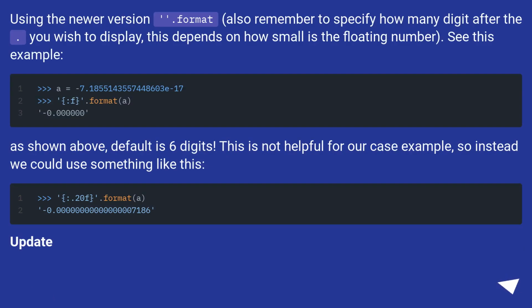Using the newer version .format, also remember to specify how many digits after the dot you wish to display. This depends on how small the floating number is. See this example. As shown above, the default is 6 digits. This is not helpful for our case example, so instead we could use something like this.